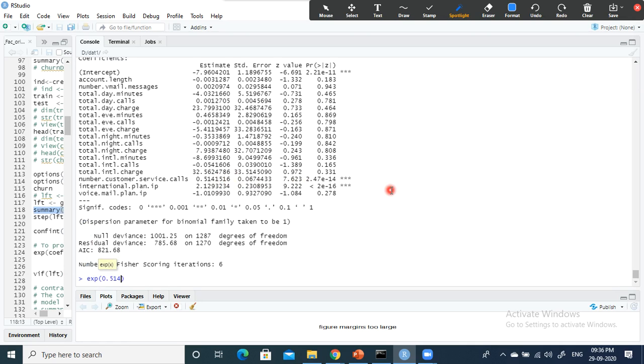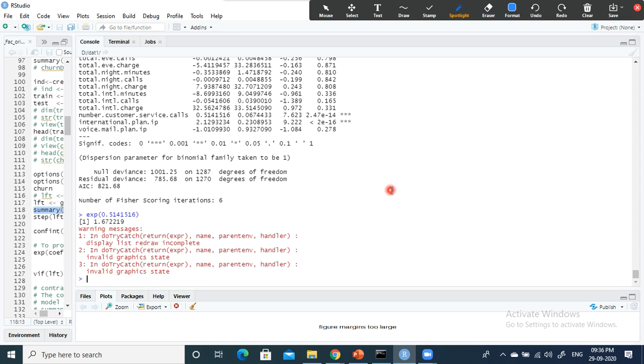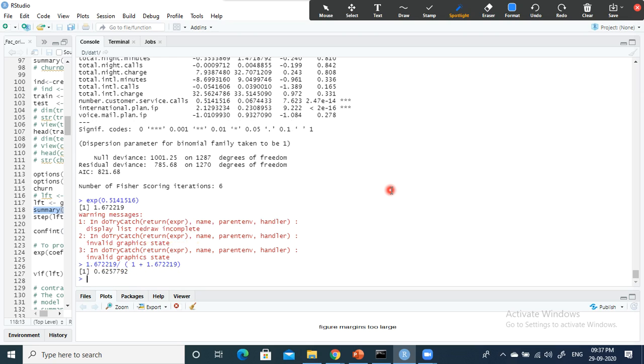0.514 and 6. This gives you 1.672. This is your odds ratio, 1.672219. To convert odds to probability, you need to use this formula: odds ratio divided by 1 plus odds ratio. 1.672219 divided by 1 plus 1.672219 gives 0.62.